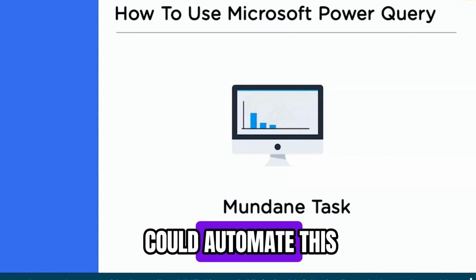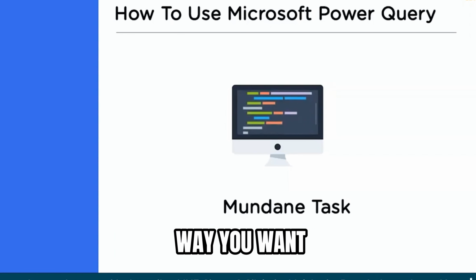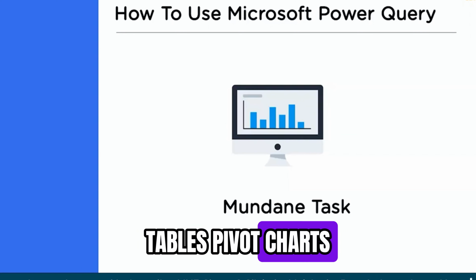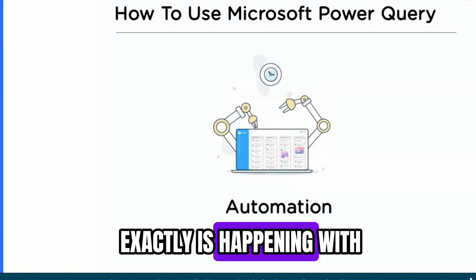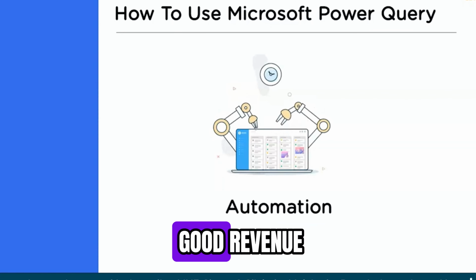So what if you could automate this? What if there is someone who could perform all these steps for you in the way you want, and you can actually have some time to produce some pivot tables, pivot charts, and then understand what exactly is happening with your business, and find out some critical points where you can improvise and bring up some good revenue?